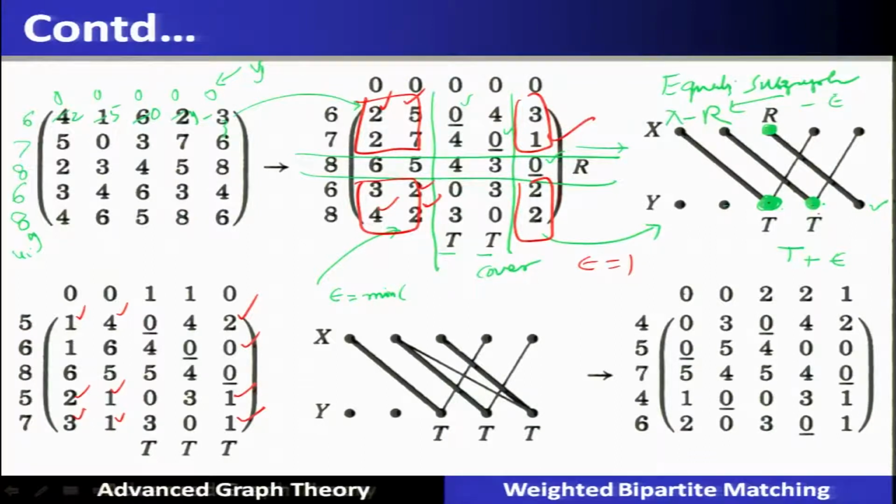So, the values will be increased by t. Here, in these two t's, 4 will become 5 and 3 will become 4, and that is all. So, this will become the equality subgraph, and also here, on these particular values, we decrease by epsilon, and here it will be increased by epsilon.